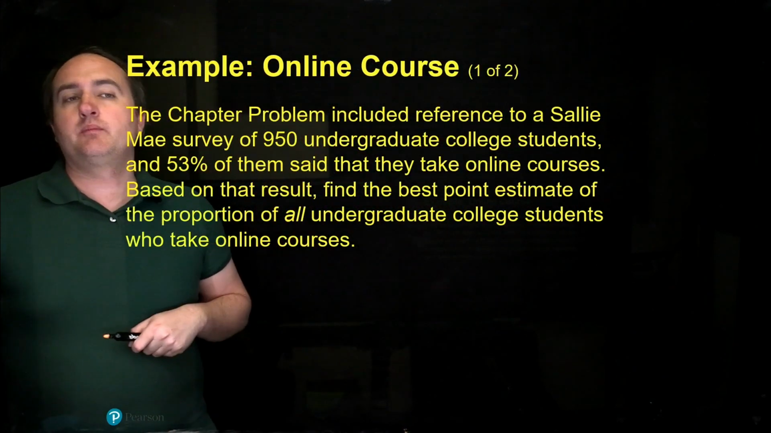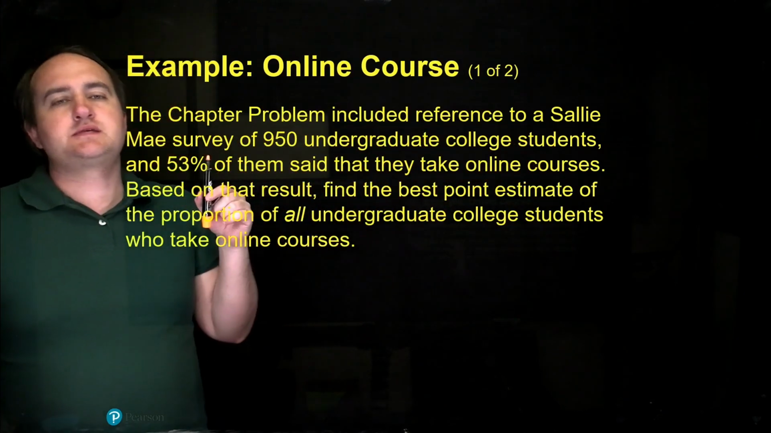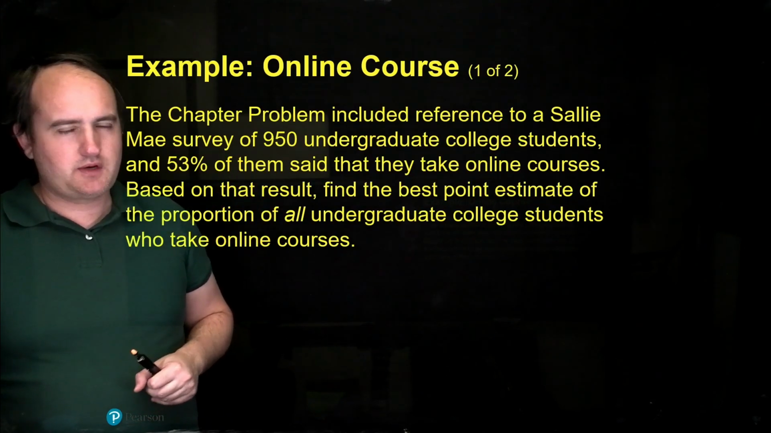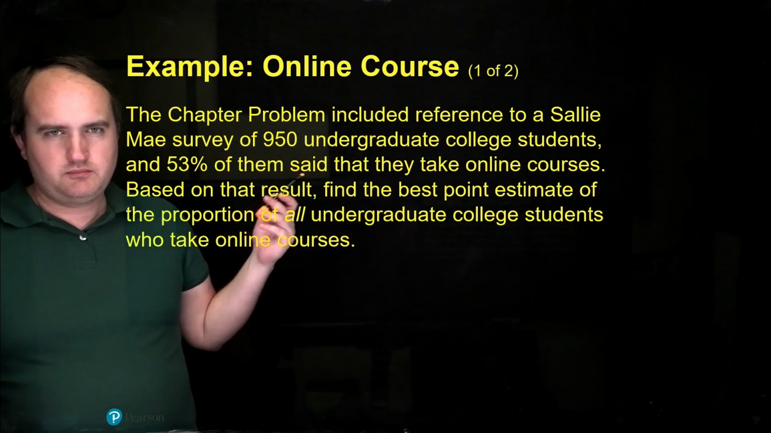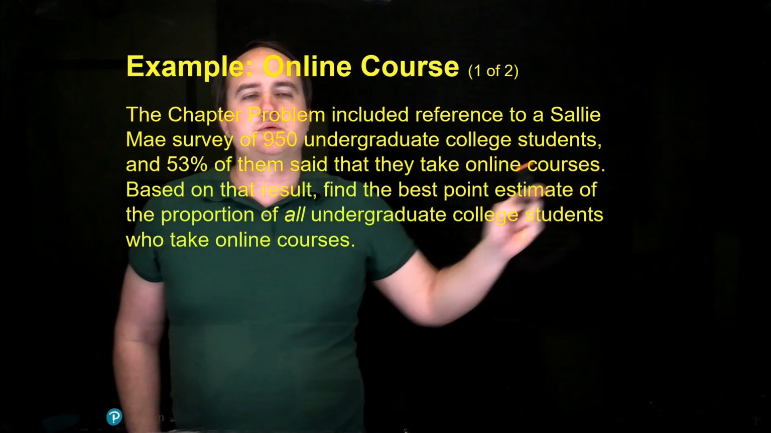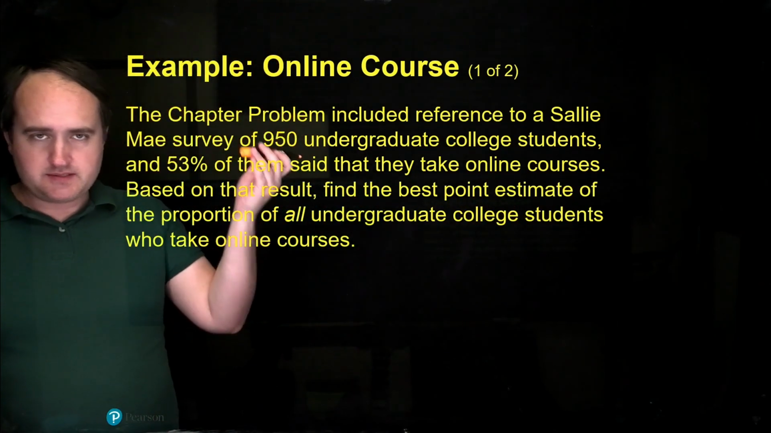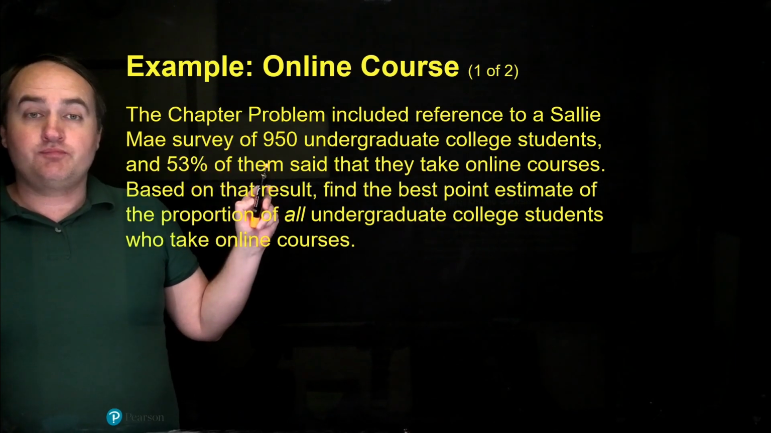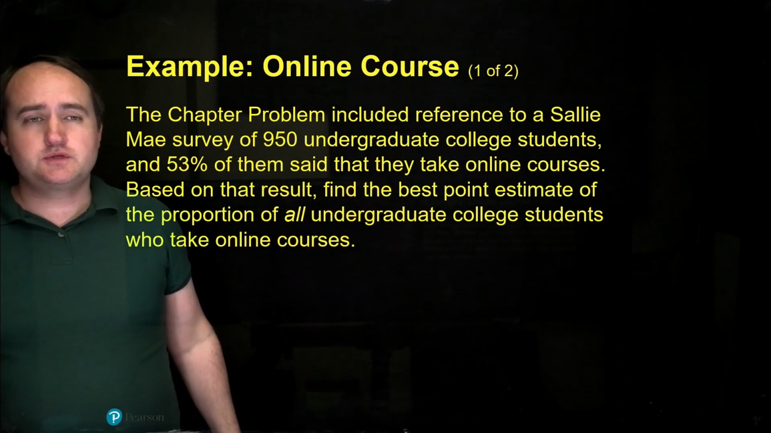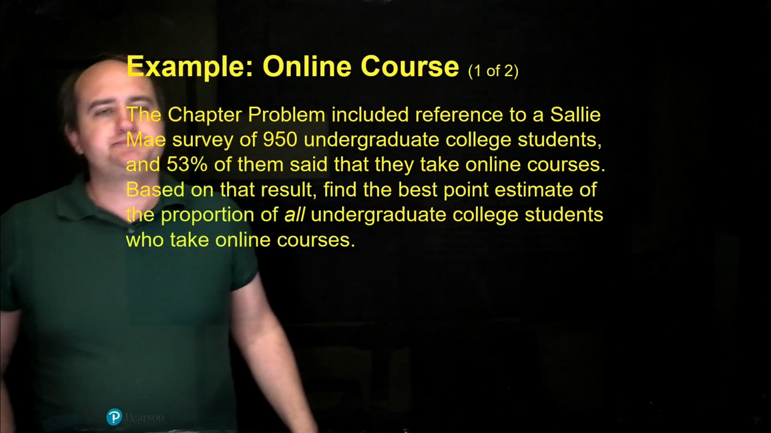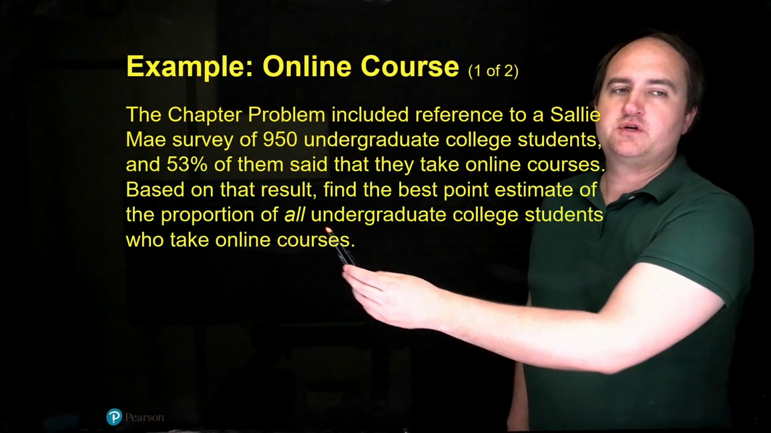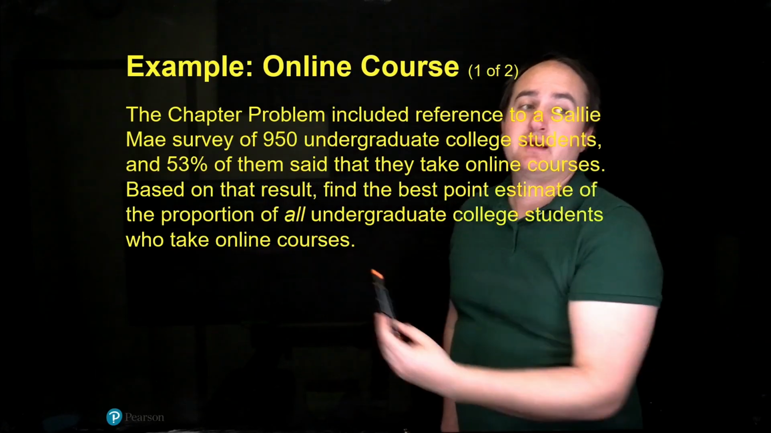Okay, so the chapter problem in our book included a reference to a Sallie Mae survey. This is a pretty dated survey, so the numbers are probably higher now, but who knows. Anyway, they have 950 undergraduate college students, and at the time of that survey, they're not saying what year it was done in, 53% of those 950 undergraduate college students said that they take online courses. Now, based on that result, they want us to find the best point estimate of the proportion of all undergraduate college students who take online courses.